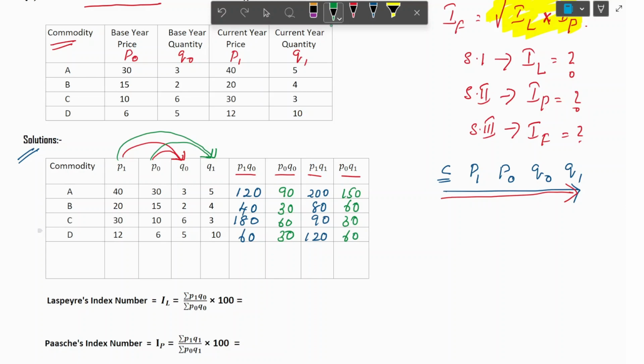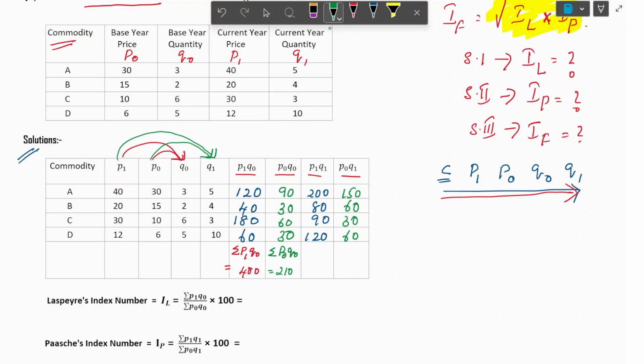Now after filling these columns, what we are going to do? We need to calculate the sum, that is your sigma. Here, P1 Q0. What are you going to get here? Sigma P1 Q0 is equal to 400. Next, sigma P0 Q0. The answer is 210.